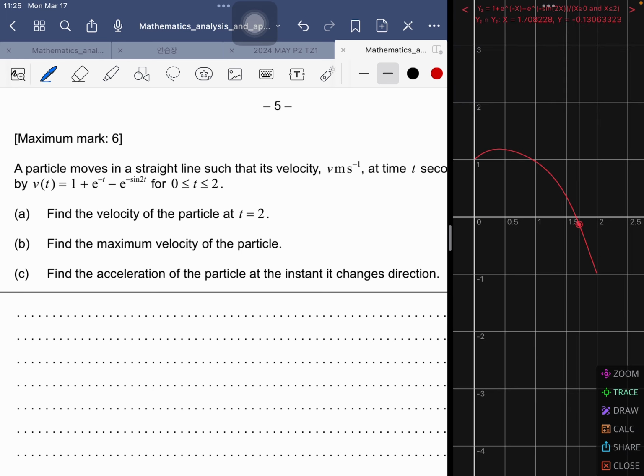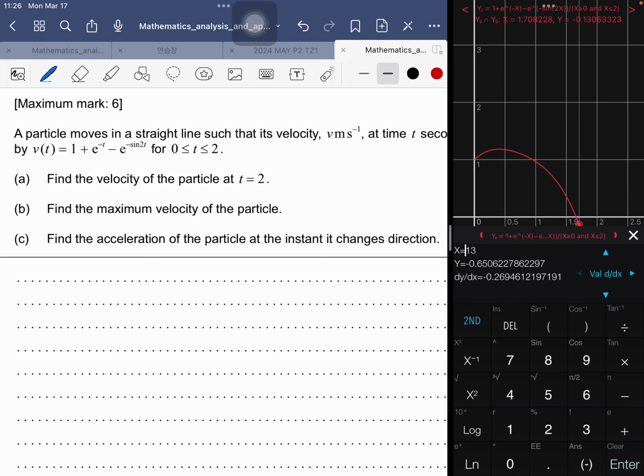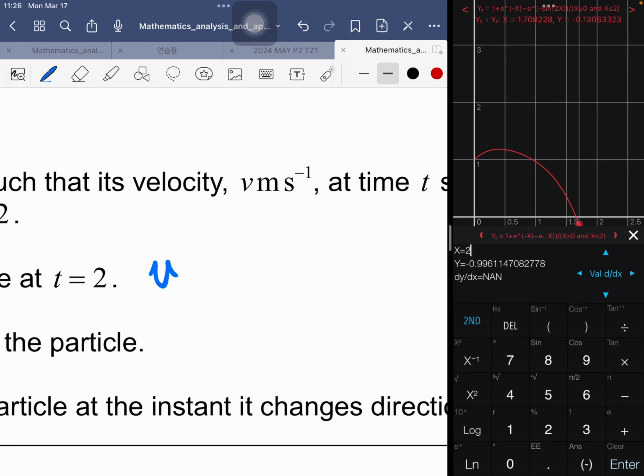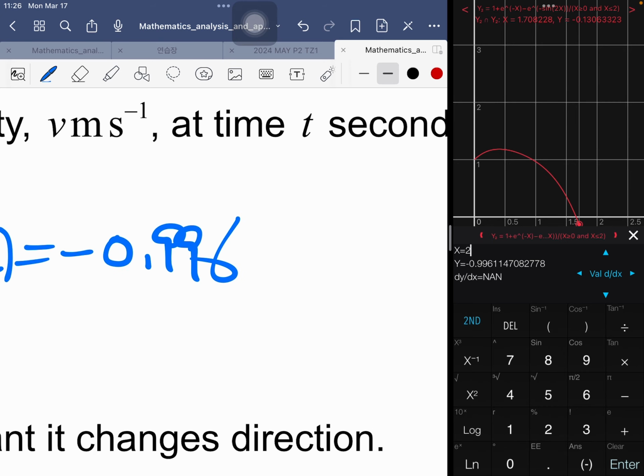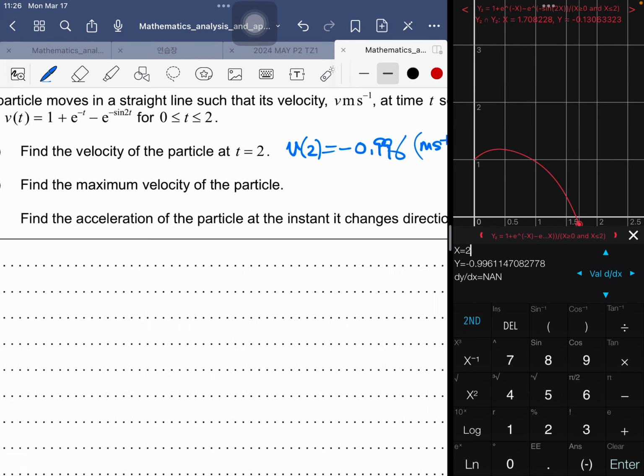So A, find the velocity of the particle at t equals 2. When x equals 2, the velocity v of 2 equals negative 0.996. The unit is meters per second.